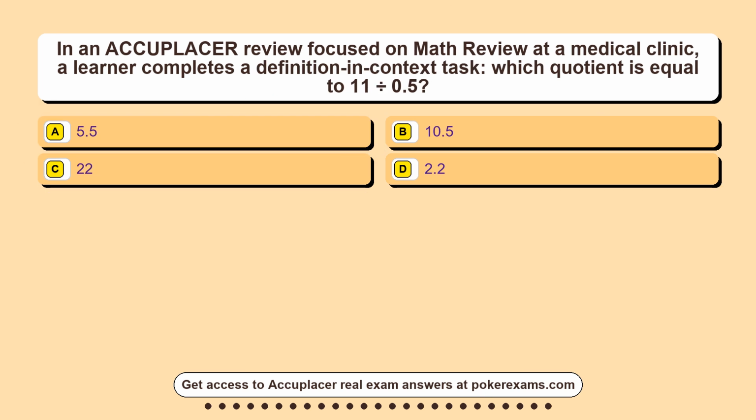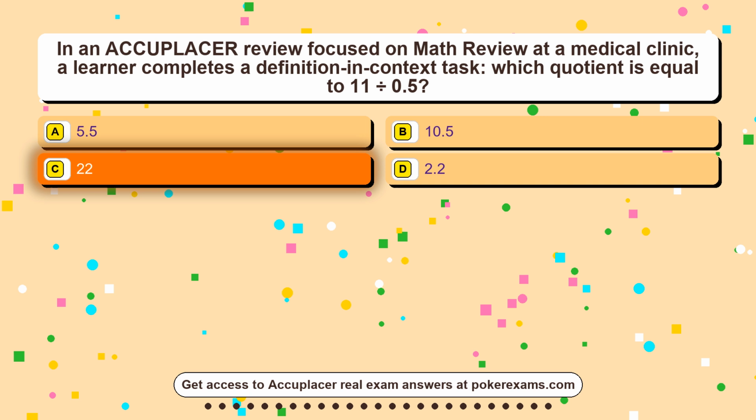Question 6. In an Accuplacer review focused on math review at a medical clinic, a learner completes a definition-in-context task. Which quotient is equal to 11 divided by 0.5? Option A, 5.5. Option B, 10.5. Option C, 22. Option D, 2.2. The correct answer is option C, 22.